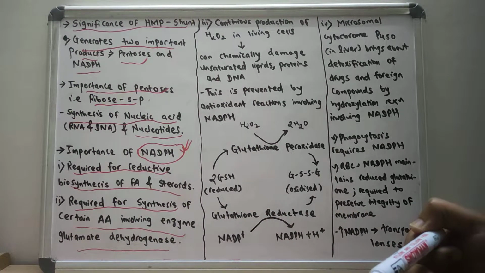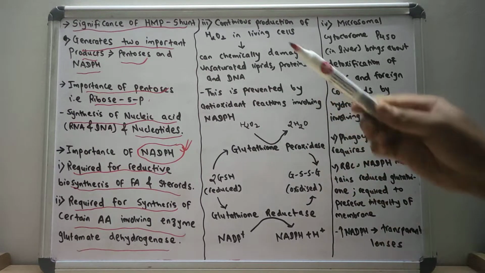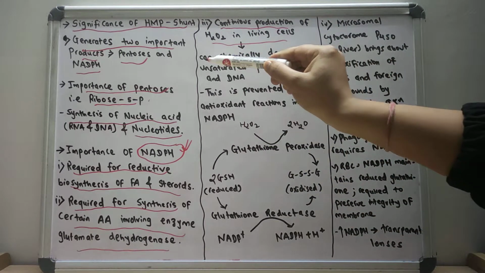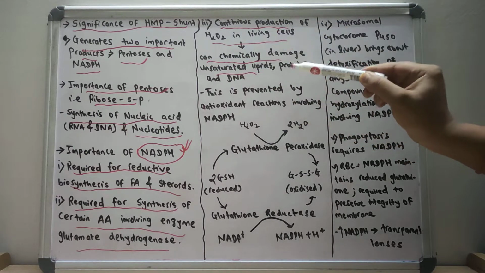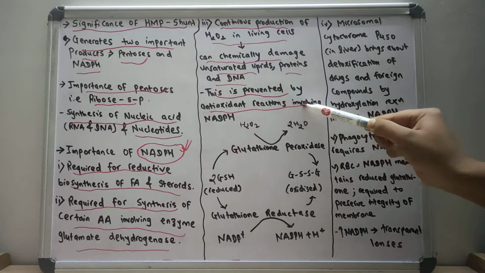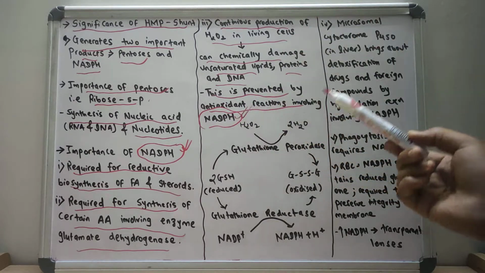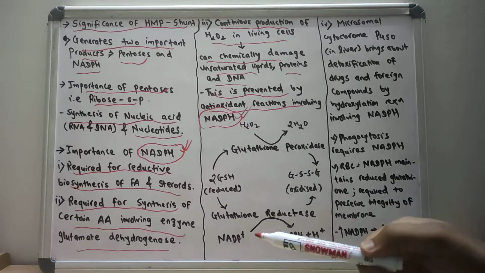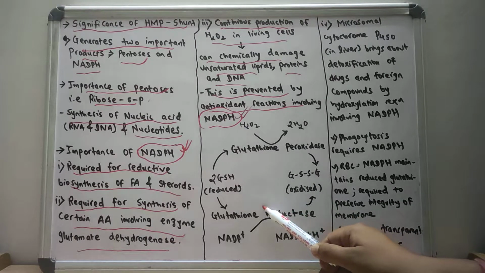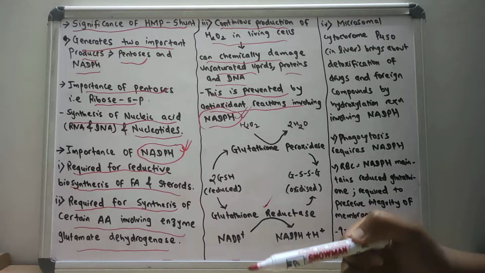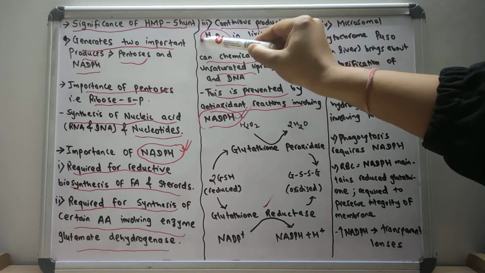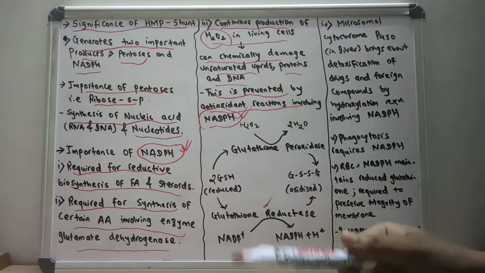In the metabolism of the body, in the cell, there is continuous production of hydrogen peroxide, and the hydrogen peroxide can chemically damage the unsaturated lipids, proteins, and DNA. This is prevented by the antioxidant reaction involving the NADPH, the glutathione peroxidase and the glutathione reductase. So NADPH helps in the antioxidant reaction, which is used in neutralizing the hydrogen peroxide, so that the chemical damage would be reduced.